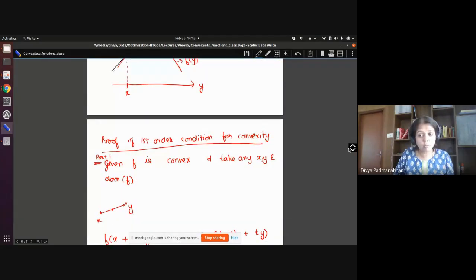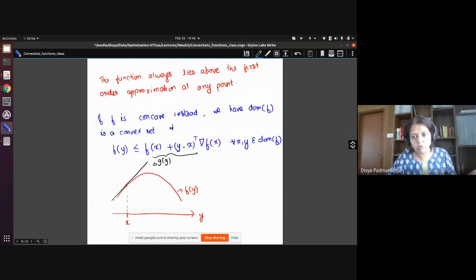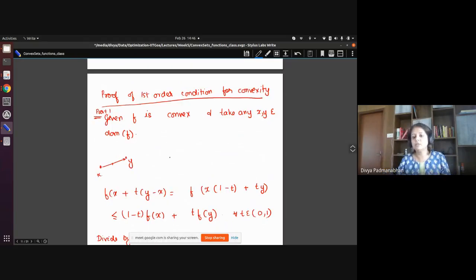So this is true both ways. If you're given a convex function, then this is true. And suppose you are given that this statement is true and the domain is a convex set, then it's true that f is a convex function. So both ways it's true, and the proof will have both directions. First, let us assume that f is given to be convex, and take any x, y in the domain. The domain has to be a convex set, because otherwise you cannot even define something like lambda x plus 1 minus lambda y. If this is a valid point, then it has to be in the domain. Otherwise, you can't even compute the function value here. So that part is straightforward.